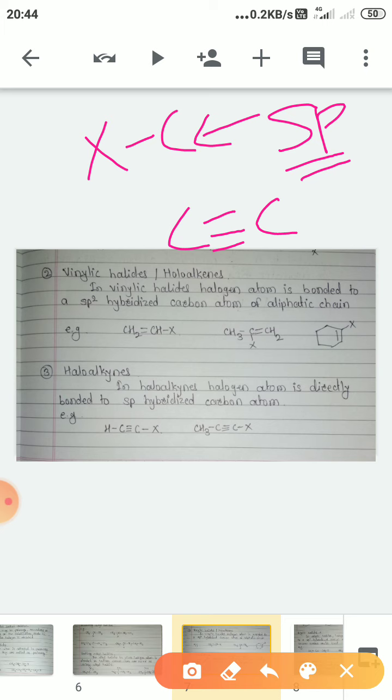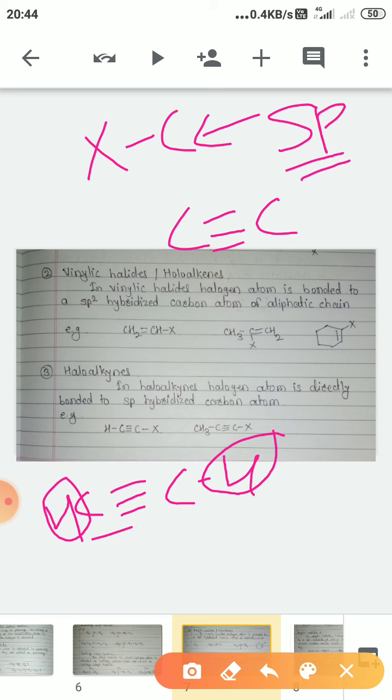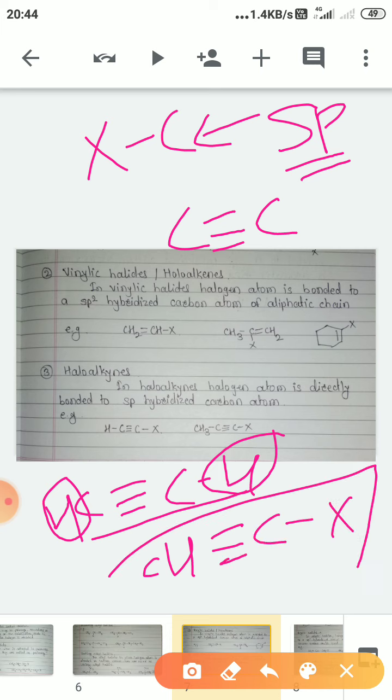Okay. If we take the example of acetylene, the formula for acetylene is CH triple bond CH. If we replace any one hydrogen atom of this acetylene, then we'll get CH triple bond CX. Now this is an example of haloalkynes. In a similar way, we can take any alkyne, and if we replace hydrogen of the alkyne by halogen, then they are called haloalkynes.